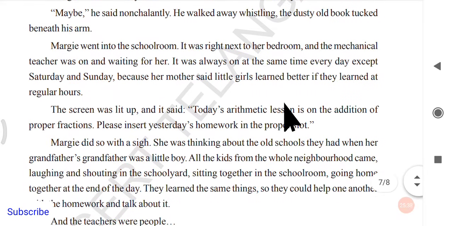So Margie went into the schoolroom. It was right next to her bedroom. Okay, so where was the school? Where is the school going to be in future? In our homes right now, right in our homes, just beside our bedrooms.